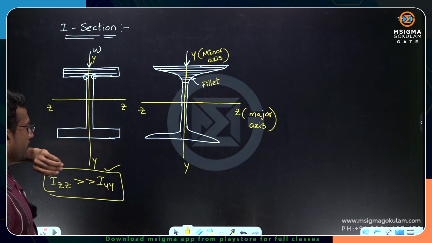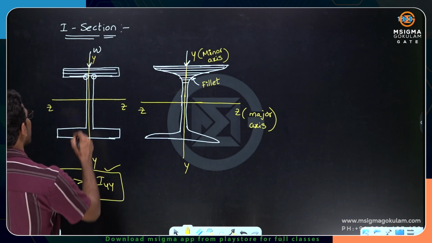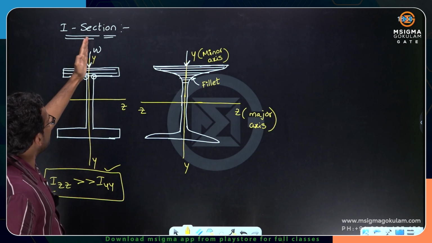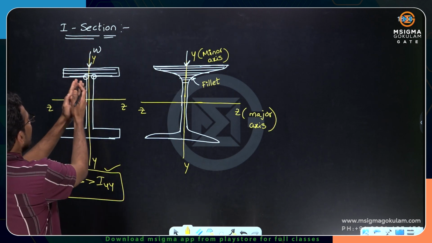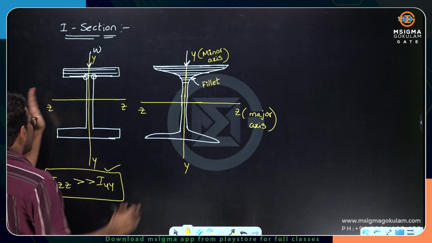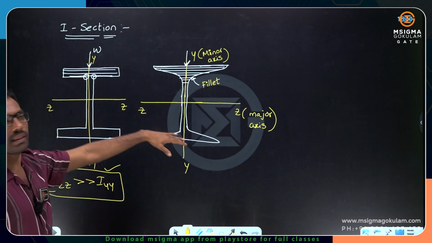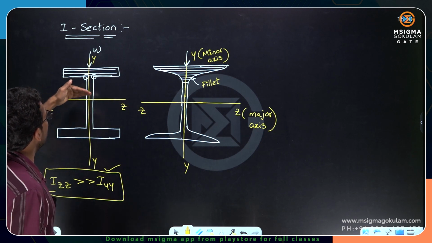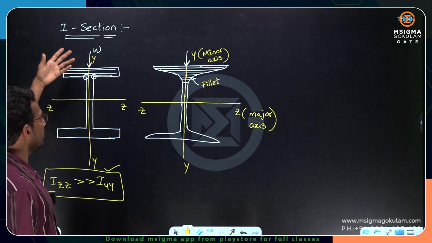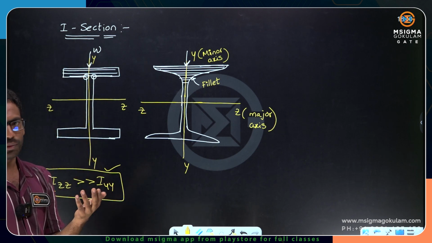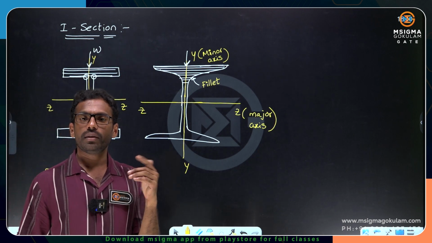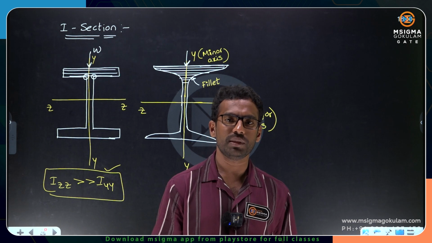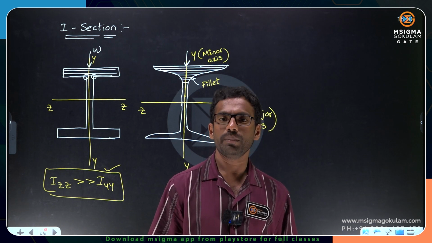Now understand, dear friends, this particular section is symmetric about both the axes. What is the meaning of symmetry about both the axes? You cut about the YY axis and you are able to divide this I section into two pieces, where one side is the mirror image of the other side. Now you take the ZZ axis, cut about the ZZ axis, and you also get two equal parts, one the mirror image of the other. That kind of action is called symmetry. When you cut about that axis, we can see symmetry about a particular axis.